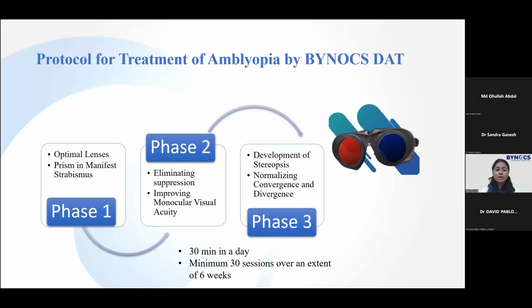After developing the stereopsis, we give them activities to normalize their convergence and divergence if they have any amount of deviation. In BYNOCS, we give 30 to 40 minutes of gameplay in a day, which should be 5 days a week, or if the patient wants to do 7 days a week that is absolutely fine, but 5 days is the minimum we prescribe, and a minimum of 30 sessions over a period of 6 weeks.